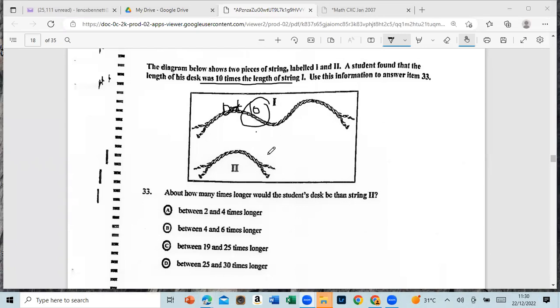C. Yeah. It's going to double it. Well, notice they say between, right? So that means 20 and more. So see it there? It's about half of this. So it's going to be more, about 20 times. All right. Let's move on to 34.